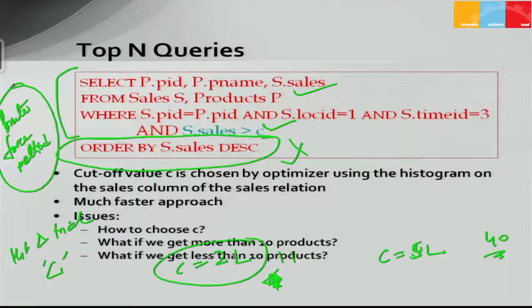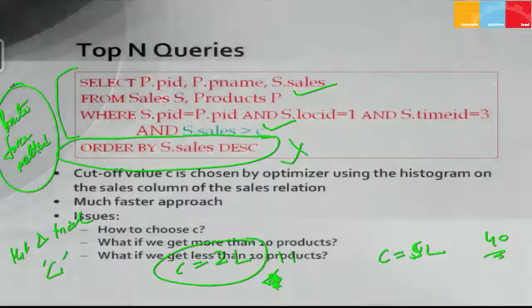So how to choose C? I told you, it's a problem. What if you get more than 10 products? What if you get less than 10 products? If you get more than 10 products, you have to sort them and find out the top 10. If you get less than 10 products, then you have to lower the value of C to get more products into the result set.